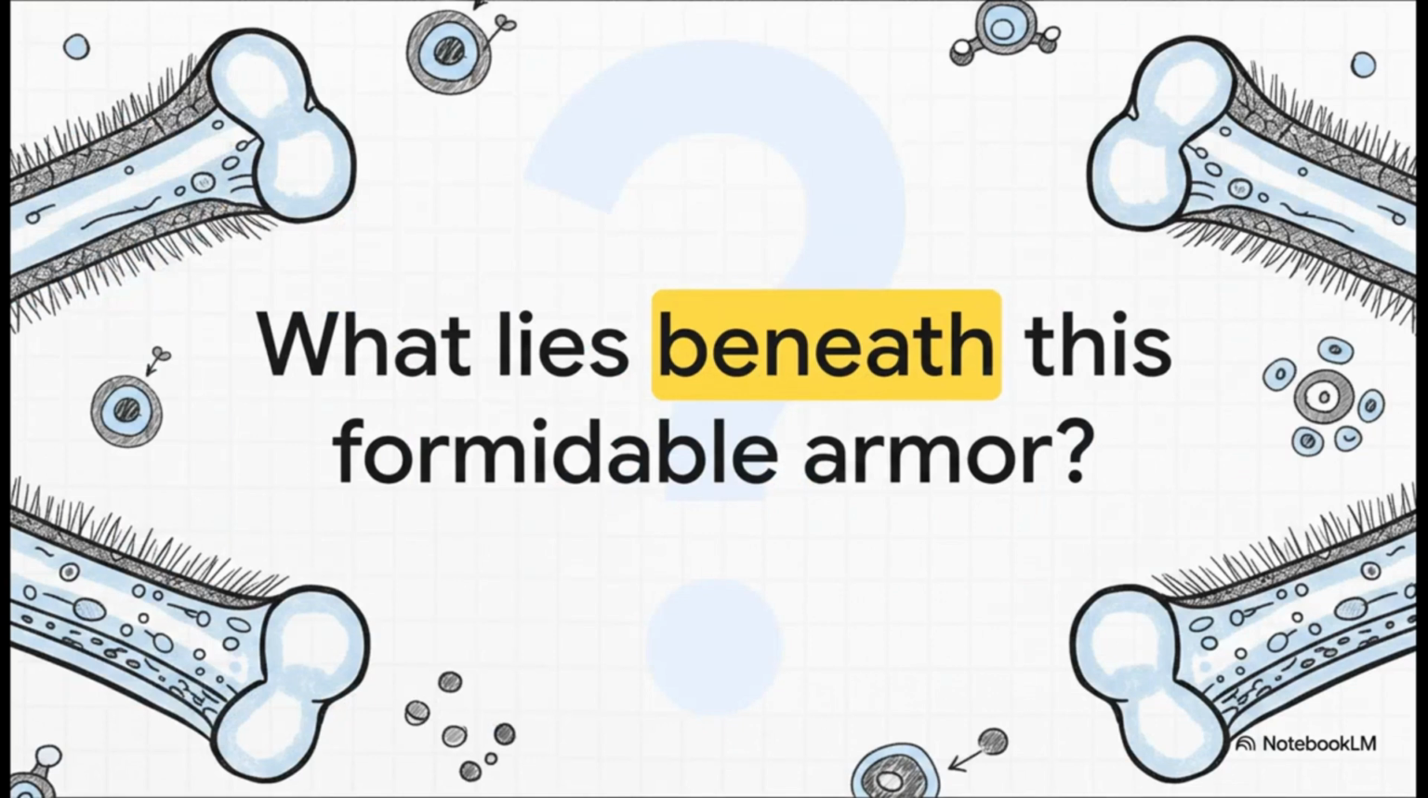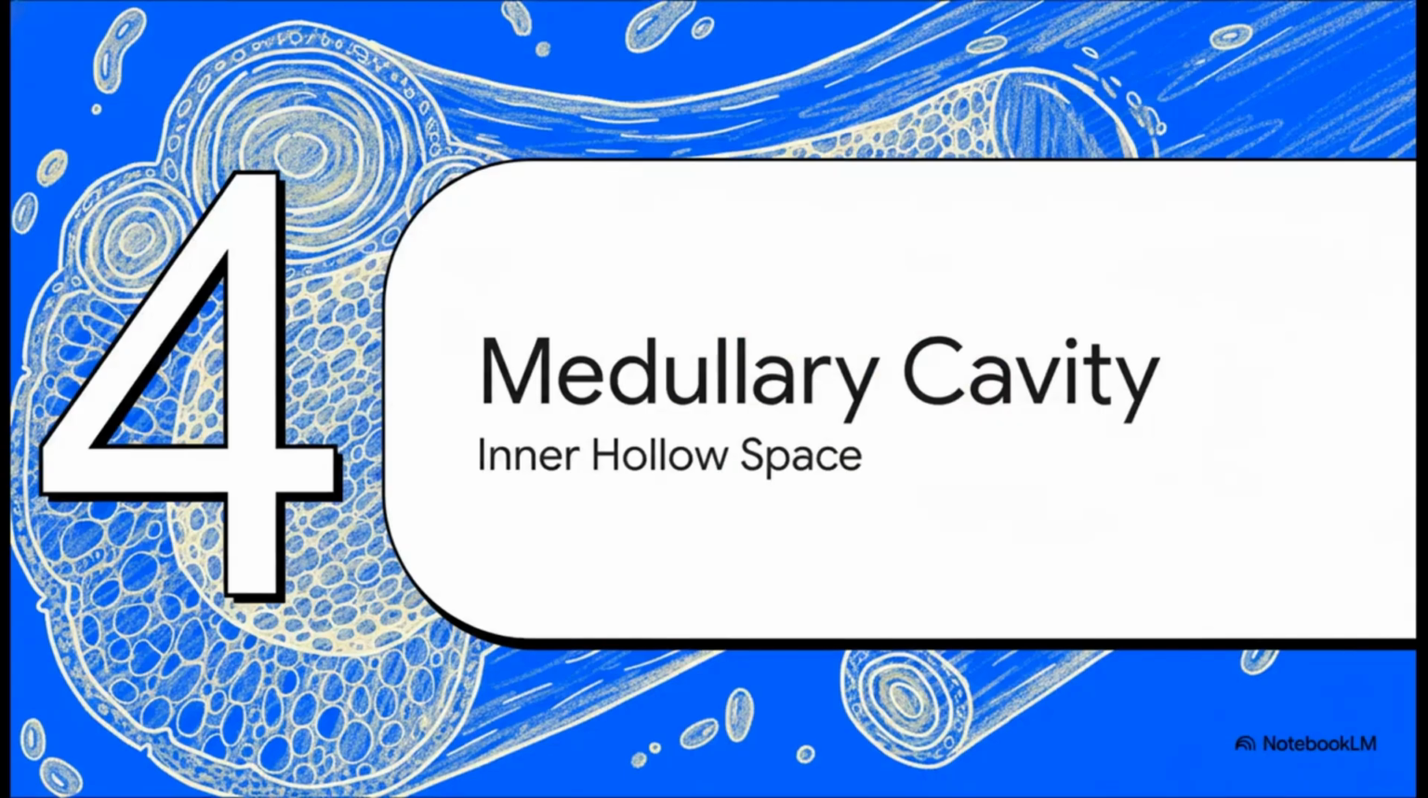Okay, so we've established the dense outer shell, the fibrous periosteum wrapper, and the smooth articular cartilage at the joints. But here's a really important question for you. What actually lies beneath all this formidable armor? Section 4. The inner medullary cavity.